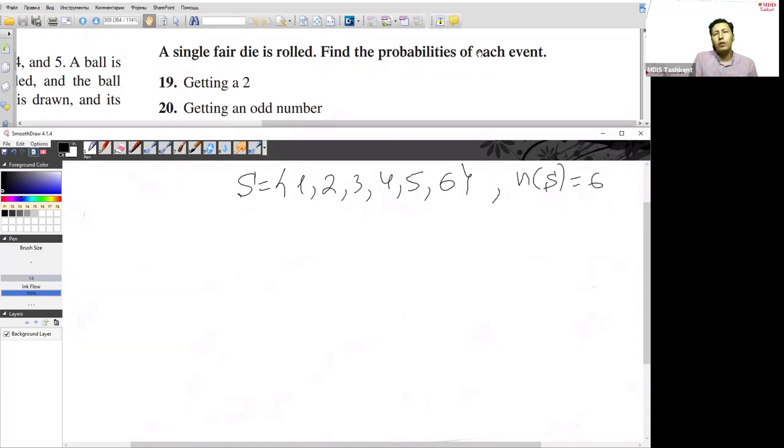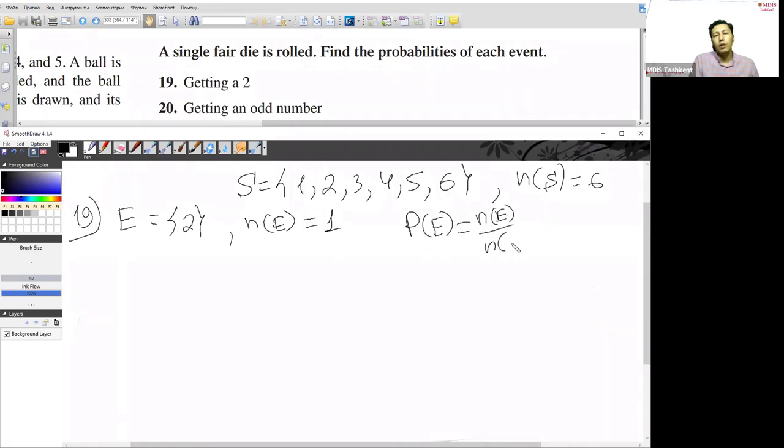Find the probabilities of each event. So number 19, getting a 2. The event is about getting 2. What is the probability of getting 2 when you roll a die? Okay, so you have to find the number of elements of set event E. So how many elements? Only 1. What's the formula for probabilities? It's equal to nE over nS. Okay, you have to remember this.